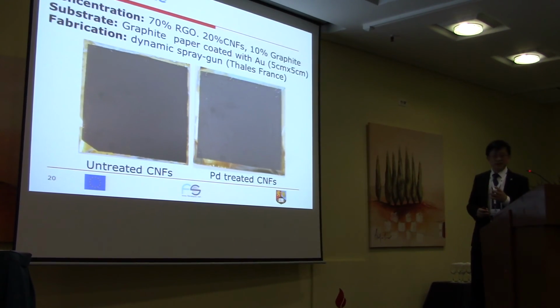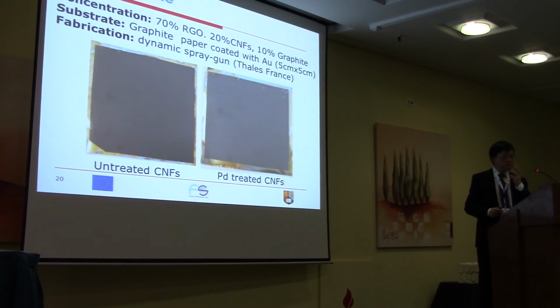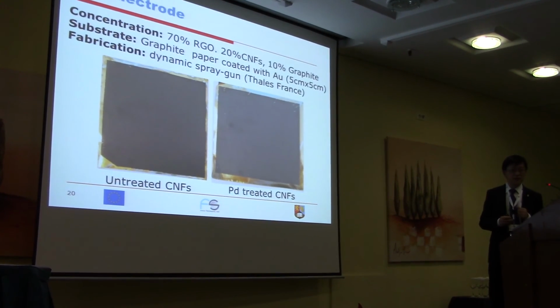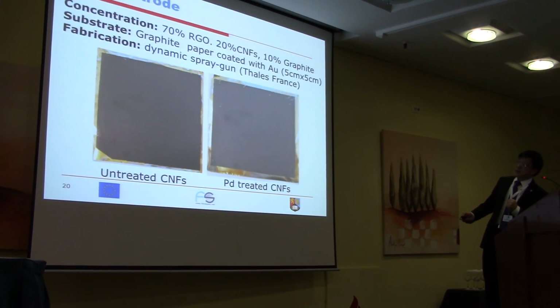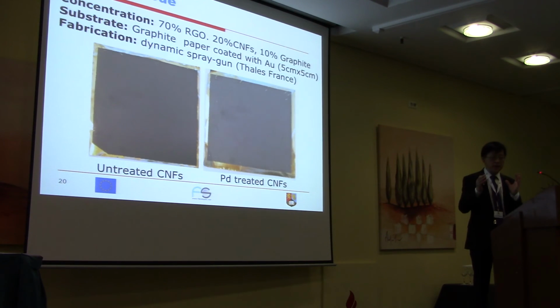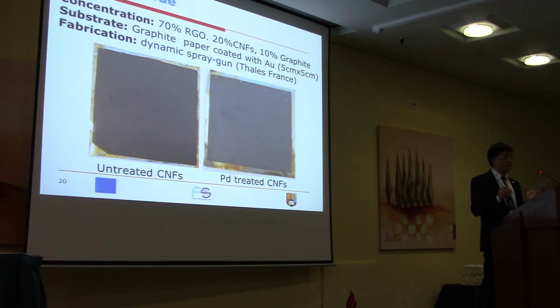This is more up-to-date work, and last week I received the electrode made by TRT, one of the key partners of our FIBRALSPEC. Okay, so on the left-hand side is 20% untreated carbon nanofiber. On the right-hand side is platinum-treated carbon nanofiber. The color is slightly different. I can tell you, yes, we can successfully use a dynamic spray gun to produce a larger area, 5 centimeter by 5 centimeter electrode. So Polo is testing these two electrodes.